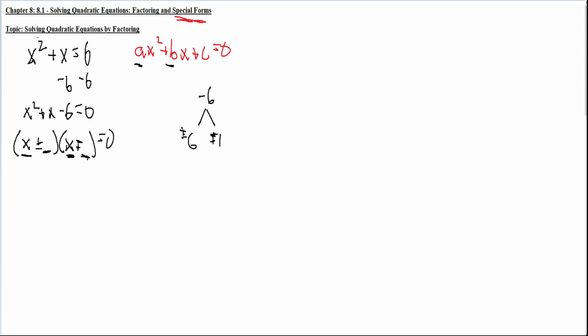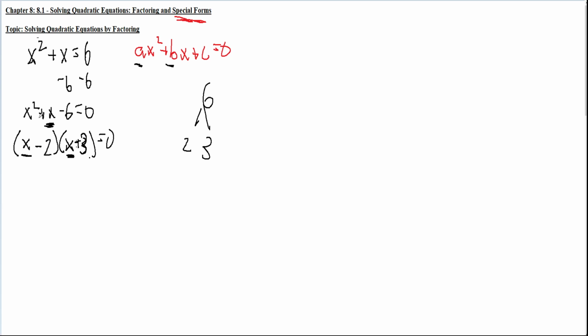Okay, and the ones that we want to look at, if we just have positive 6 here, are 2 and 3, right? So if I get rid of this part here and this part here, we know that our b term is positive, right? So what that tells us is that the 3 must also be positive because that's larger than 2. So the 2 will be negative.